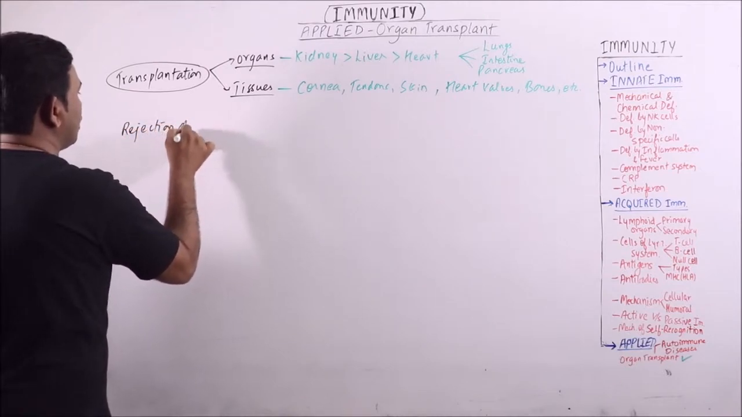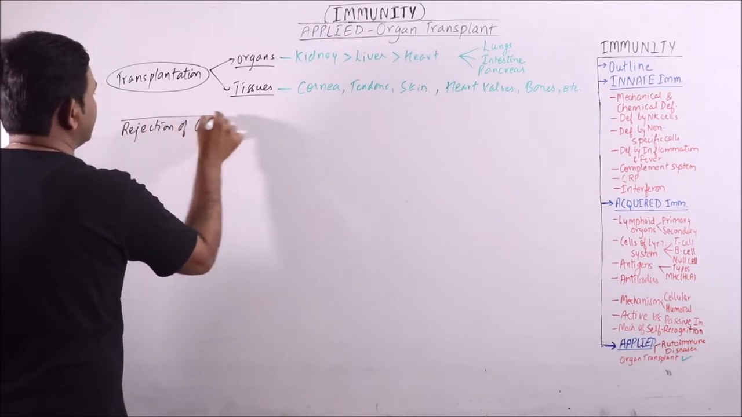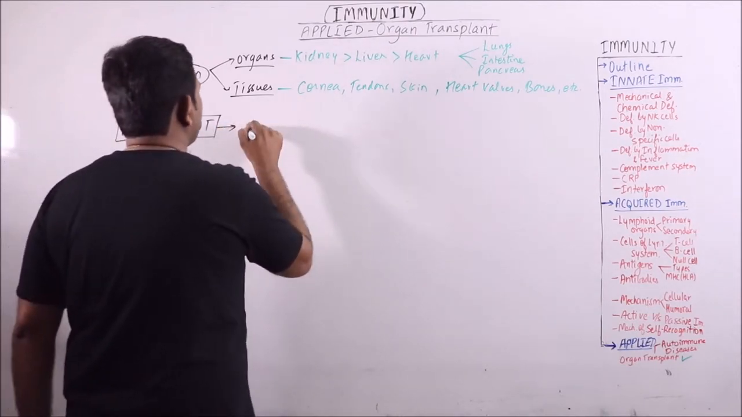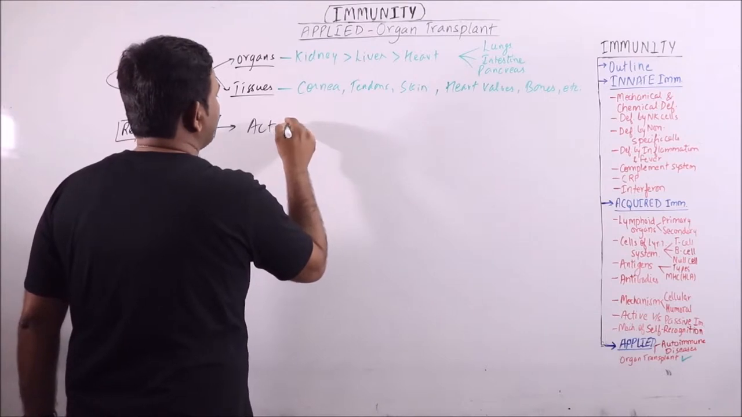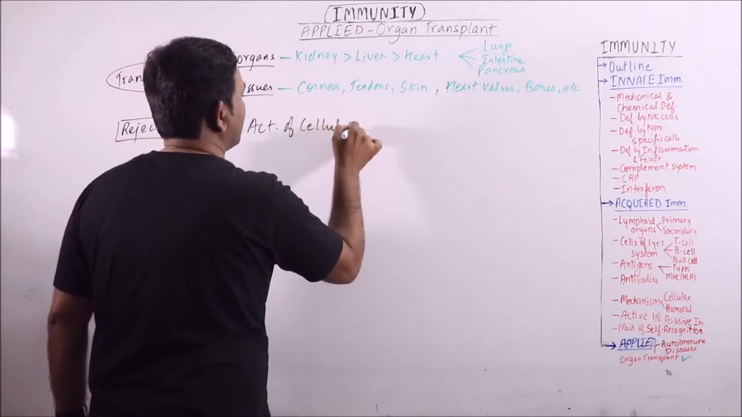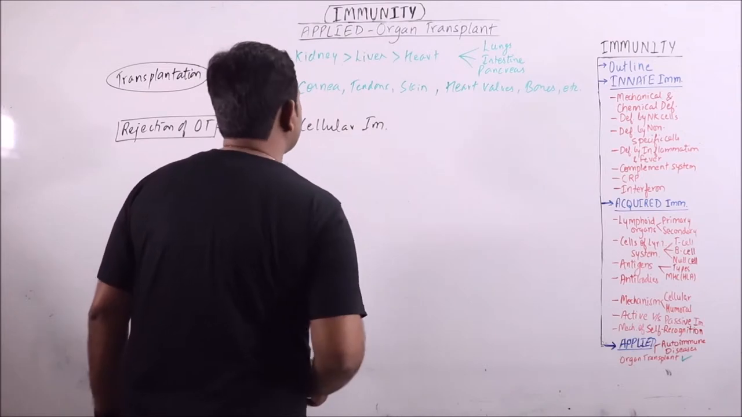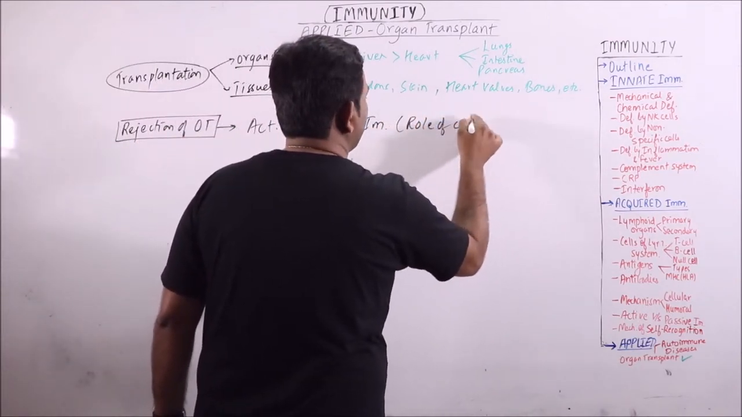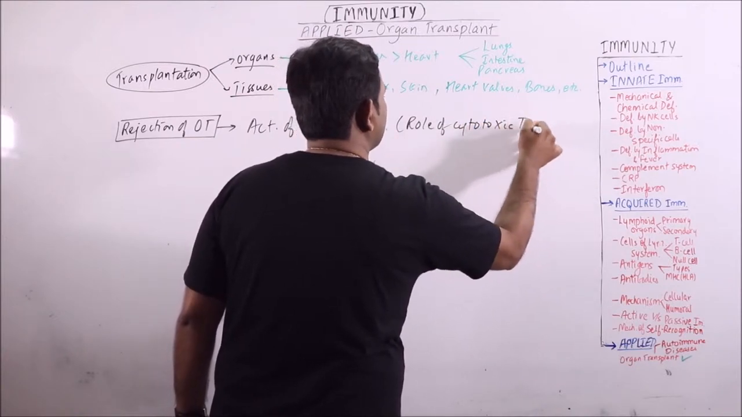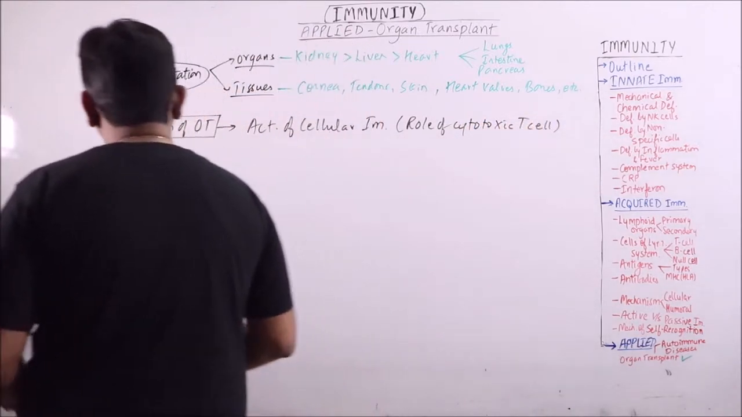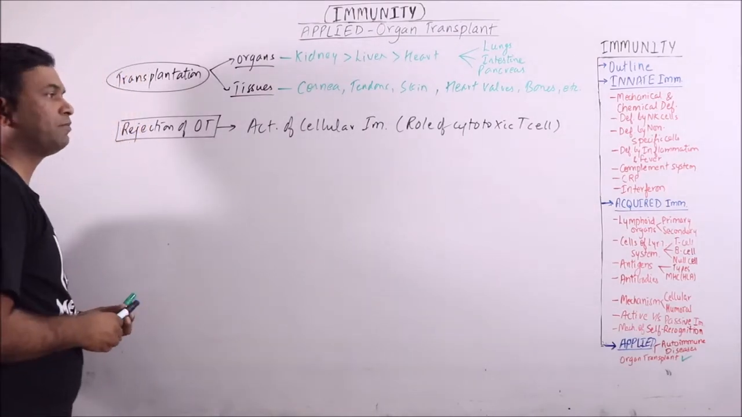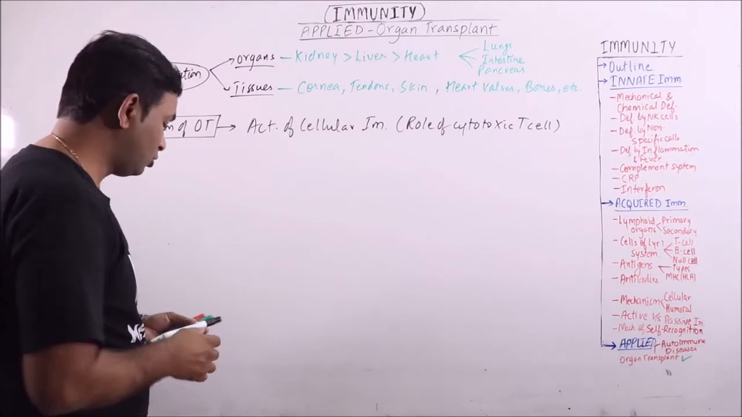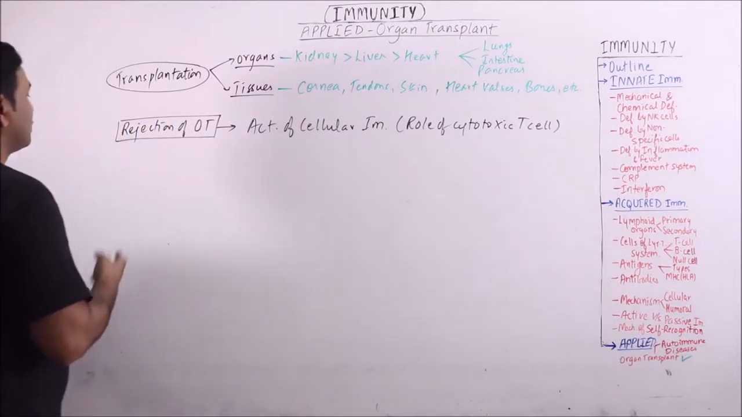Now, rejection of organ transplantation or tissue transplantation is because of activation of cellular immunity or cell mediated immunity, where the role of cytotoxic T cell becomes very important, and the rapidity of rejection depends upon the matching of MHC or HLA antigens between the donor and the recipient.